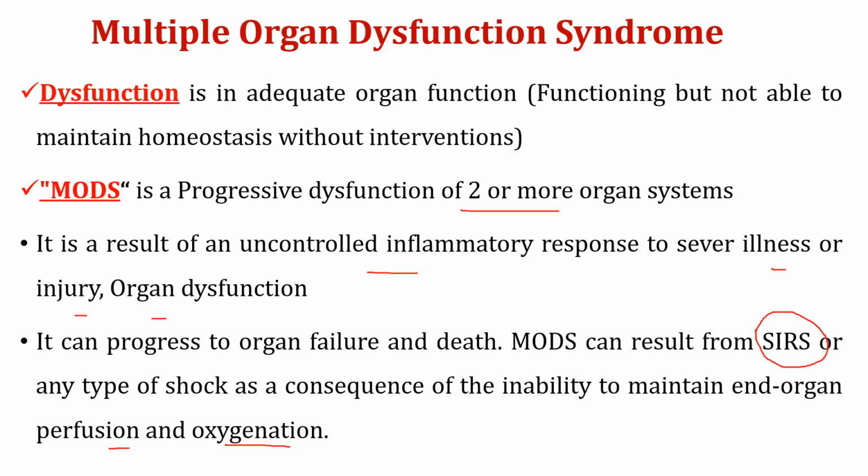As you know, dysfunction means inadequate function of the organ. So multiple organ dysfunction syndrome is considered when a progressive dysfunction of two or more organ systems occurs. So we can consider multiple organ dysfunction syndrome, or MODS, as a condition of uncontrolled inflammatory response to severe illness, severe injury, and organ dysfunction.